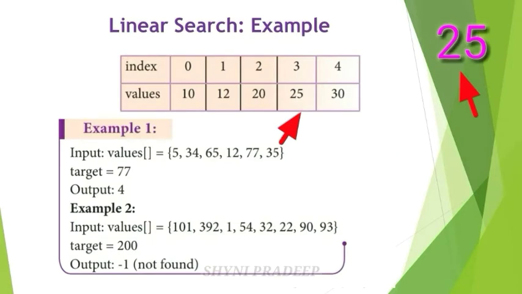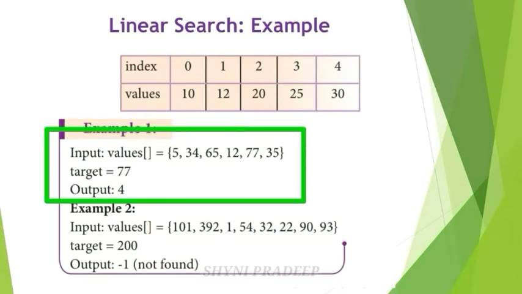What is the index position of 25? 3. So it returns the index position 3. Suppose this 25 is not there in the list, which means the key element is not there in the list, the search will be continued till the end. So if you found the key element, you have to stop your search. Otherwise, you continue your search.